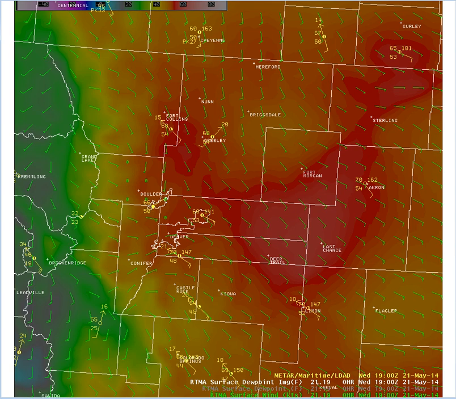For this blog entry, we're going to focus on the GOES 1-minute imagery that was available on this particular day. This is from 21 May of 2014, and there was severe weather across Colorado and Wyoming.